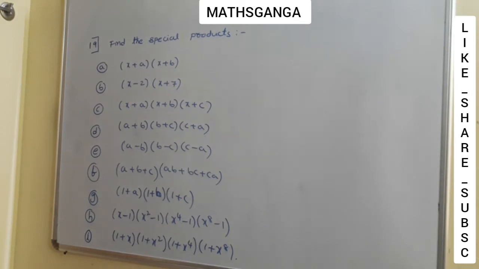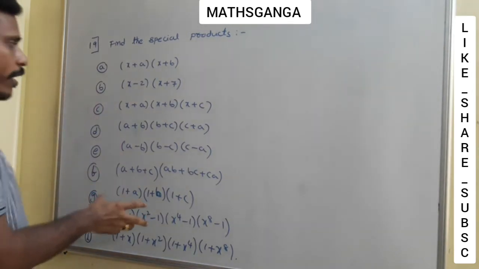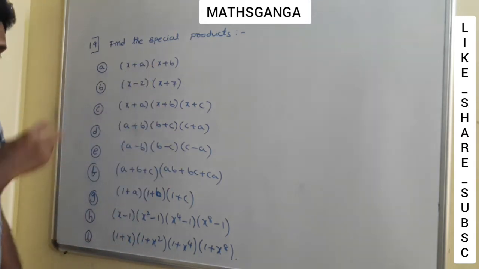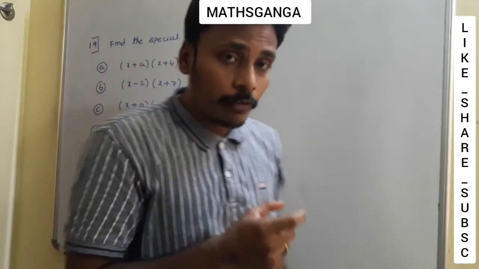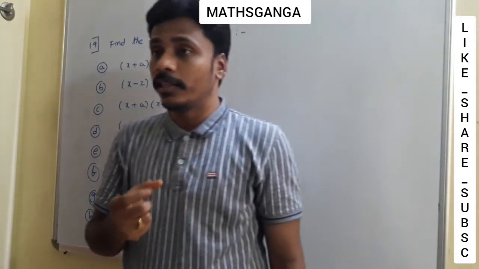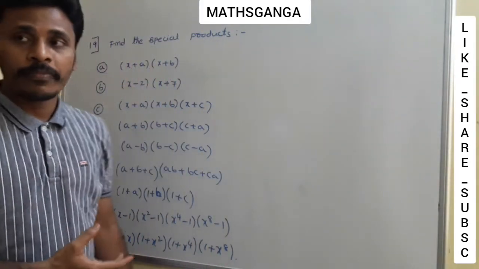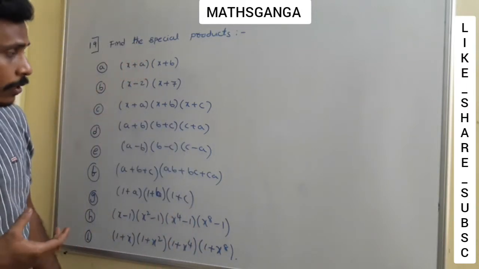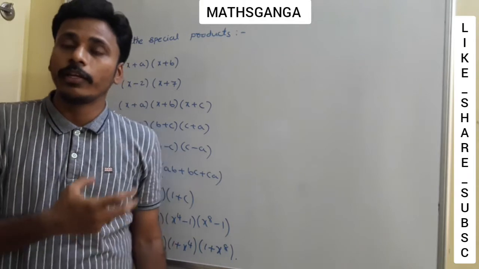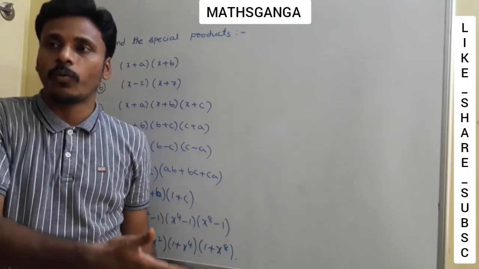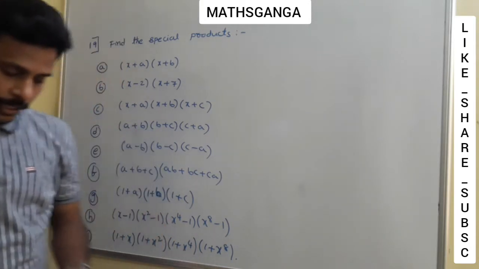See, the 19th one, we are going to find the special products. The results are somewhat special. You need to memorize, you need to identify the pattern involved in the result of these products. And the observation you get from these products is very helpful in factorization, the next idea we are going to discuss in the coming days.